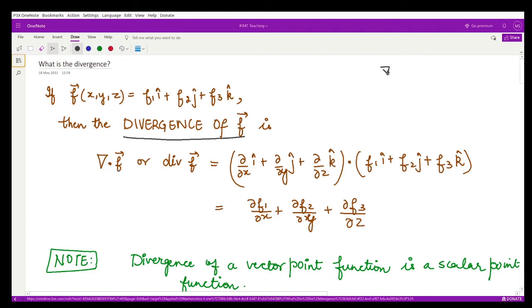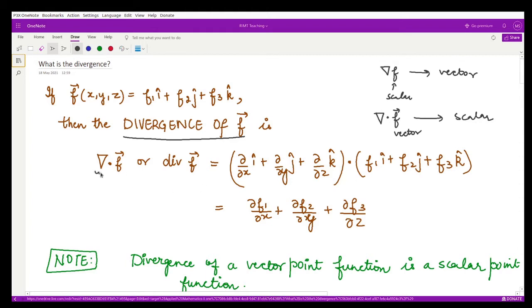Gradient was simply del of f, where f is not a vector but a scalar quantity. So in gradient, this f used to be scalar, and whatever is the result, that is a vector. But in the case of divergence, we have del dot f. Here this f is a vector f and your answer is a scalar quantity, right? And how do you define the dot product of two vectors?